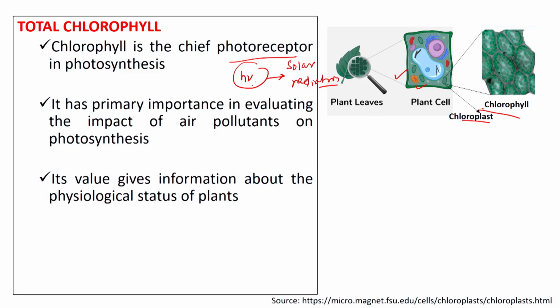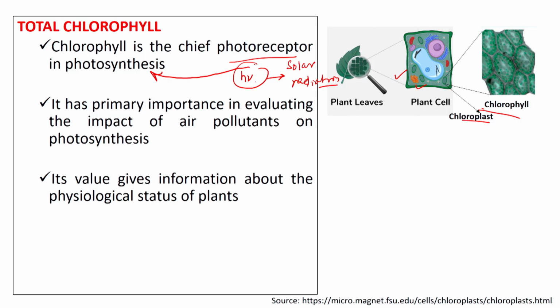So, this is because chlorophyll is actually a photoreceptor, and this photoreceptor is used in photosynthesis. So if the plant does not have chlorophyll, what will happen? It will not have many photoreceptors, so it will not absorb the solar radiation. If there is no solar radiation or less solar radiation is absorbed, then photosynthesis will be hampered, it will be reduced. It is of primary importance in evaluating the impact of air pollution on photosynthesis.